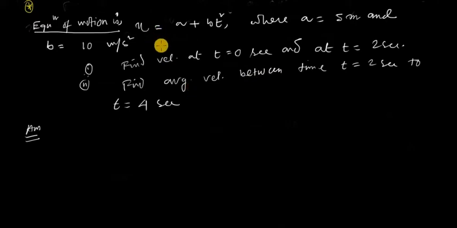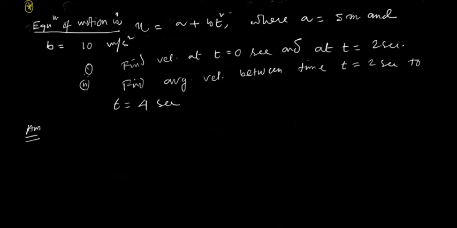The equation of motion is x equal to a plus bt square. This is a one-dimensional motion. The object is moving along the x-axis. Therefore, its position at any time is given by x. x is equal to a plus bt square, where a as a constant is 5 meter and b is 10 meter per second square. So these are two constants. Now find the velocity at t equal to 0 second and at t equal to 2 seconds.